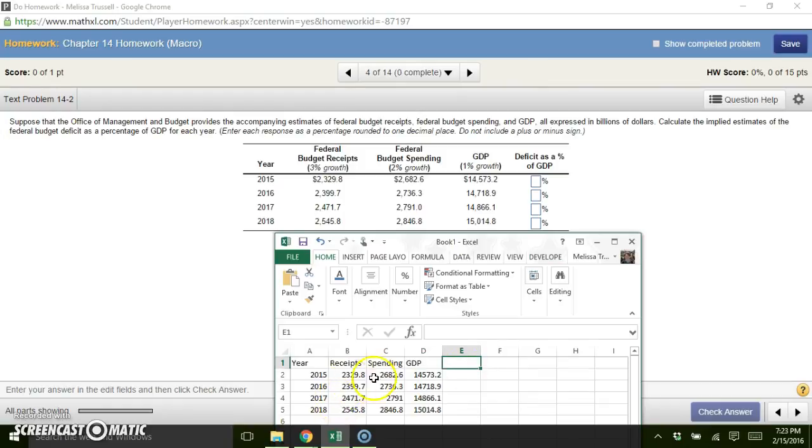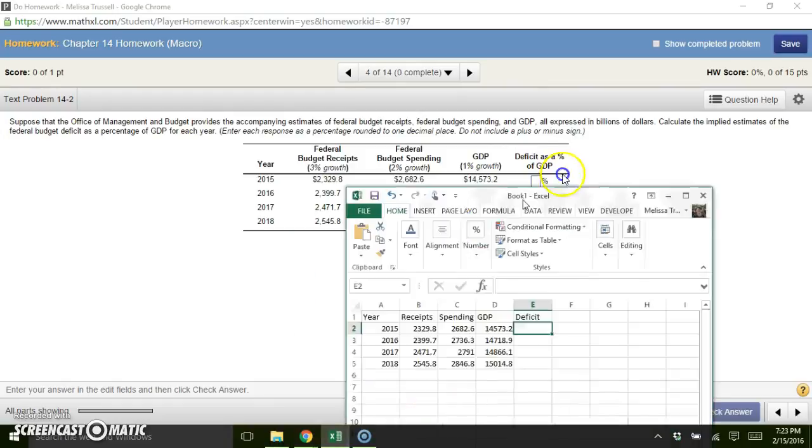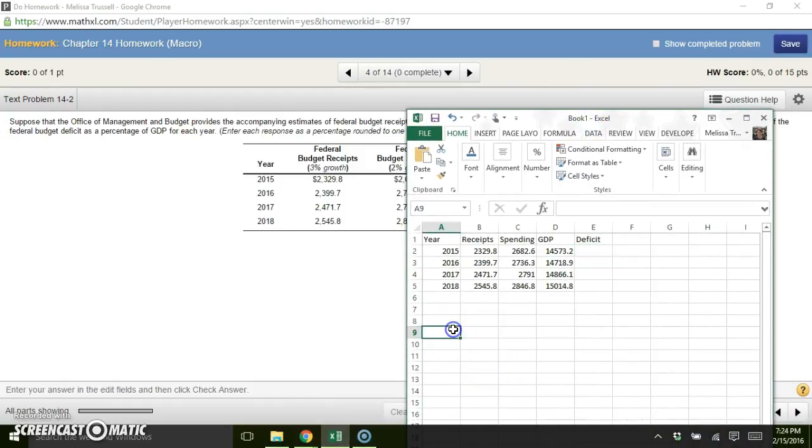So as you see, I've copied into Excel the information that we're given in the problem. And the next thing I'm going to do in Excel is create a column for my deficit, because I want to find the deficit before I'm able to find what the deficit is as a percent of GDP. So remember, we'll write down here our definition of deficit. Our deficit is our spending minus our receipts. All right, so how much does the government spend minus how much they received? And that's the deficit, the difference between those.